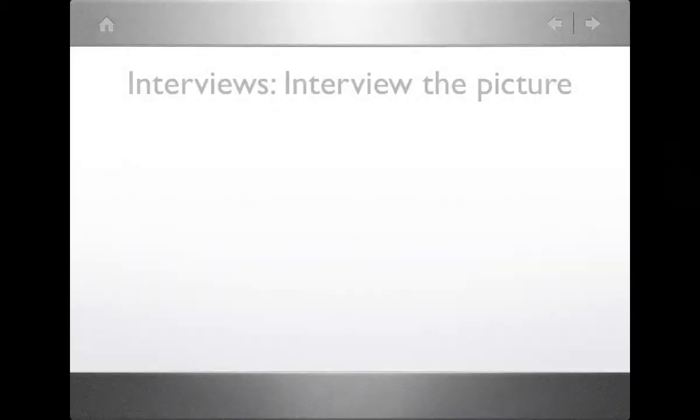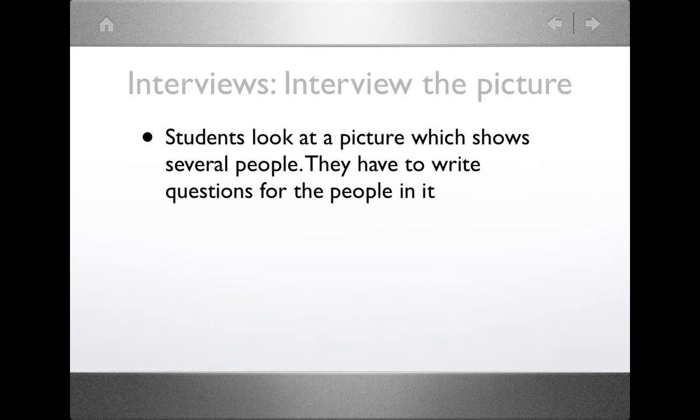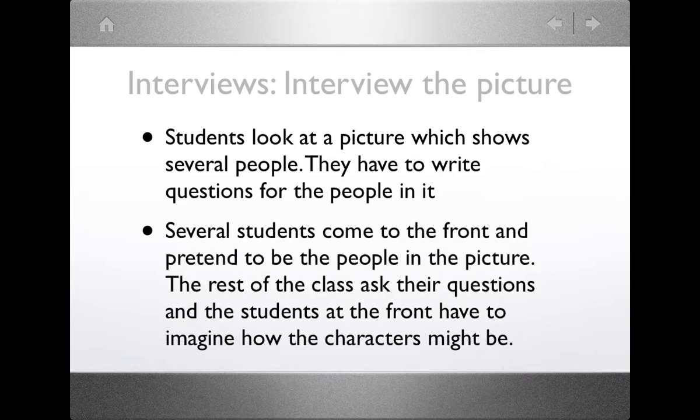Another example is called interview the picture. Students look at a picture which shows several people. They have to write questions for people in it. For example, the picture shows two people, so maybe Hollywood stars or singers or whatever. And then the students, the audience, have to write questions for the people in it. Several students come to the front and pretend to be the people in the picture.